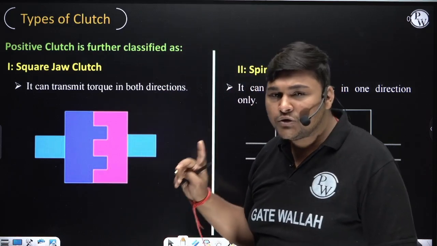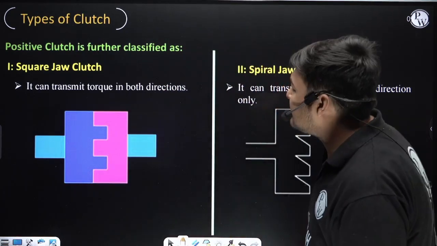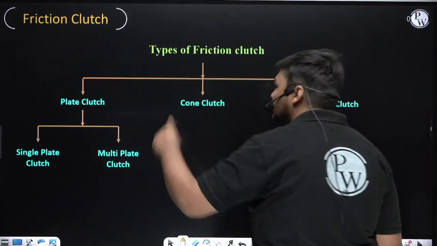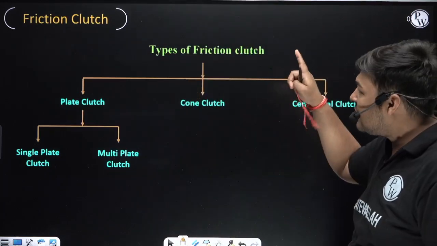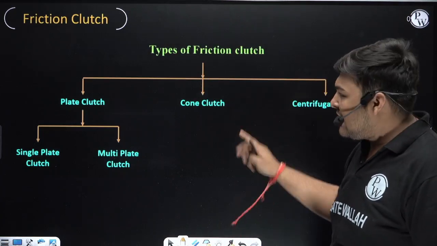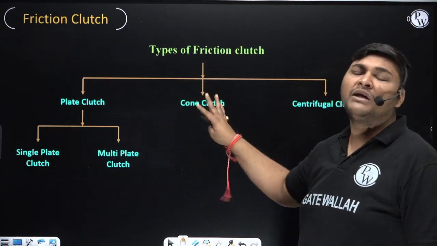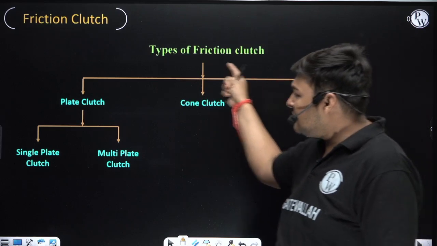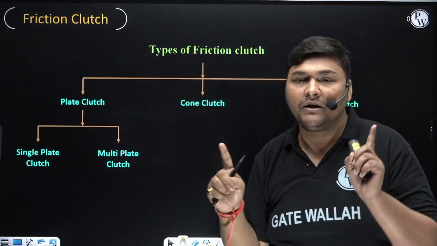Beyond this, you need not study the classification of jaw clutches. Mainly what we have to study in these types of clutch is the friction clutch. This is very important because numericals will come from the friction clutch. So here I have already written the names of the various types of friction clutch, because we will discuss all these types in detail one by one.